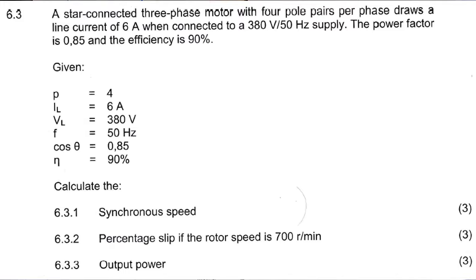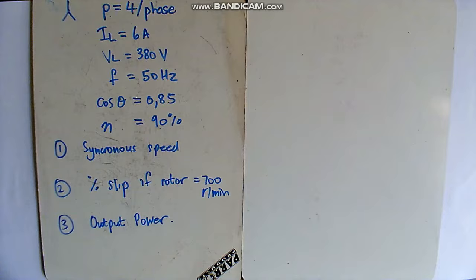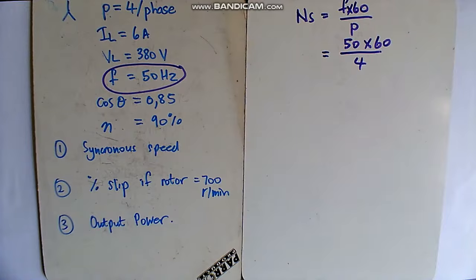The first question says, calculate the synchronous speed. Right, I'm sure this formula comes to mind. The synchronous speed is equal to f times 60 over p. Don't forget that p is the pole pairs. So we'll substitute the pole pairs as being 4 as given, and notice the frequency, I circled it as 50 hertz. Substitute and get your answer. Right, so we got the answer.